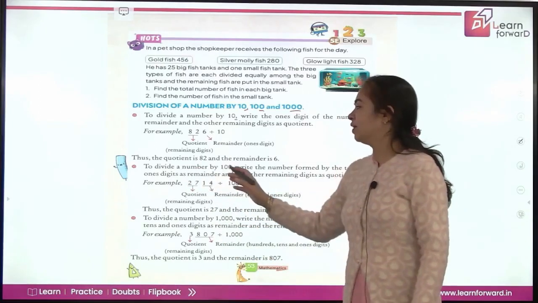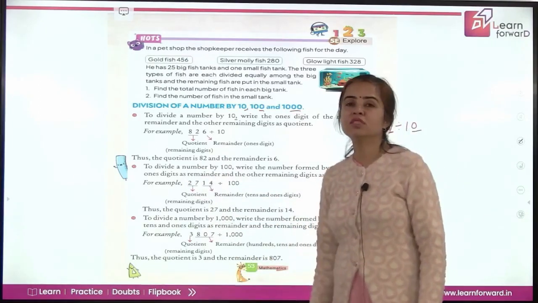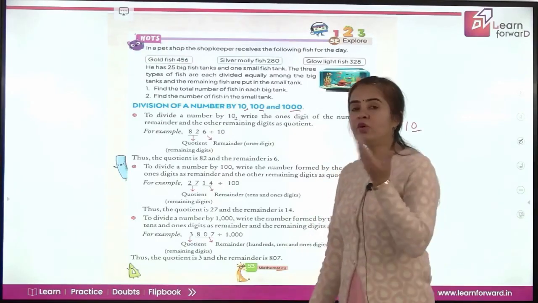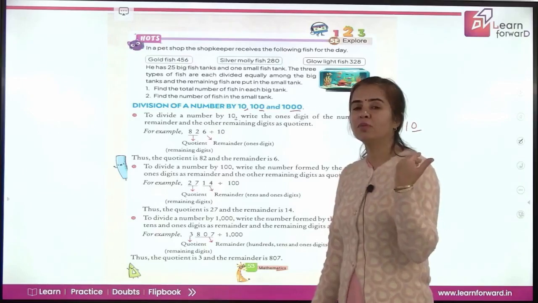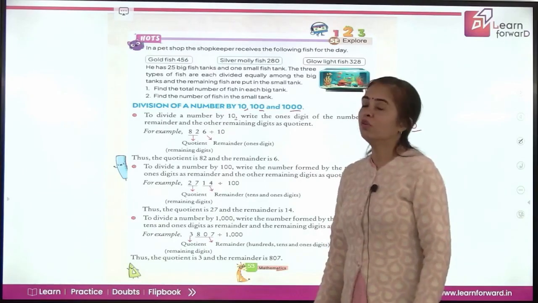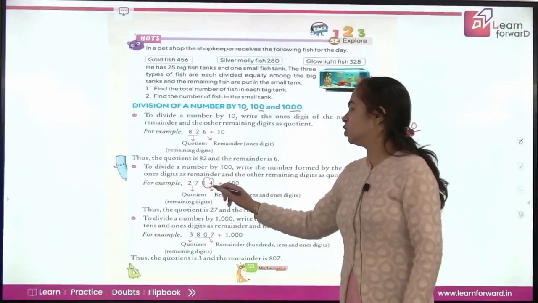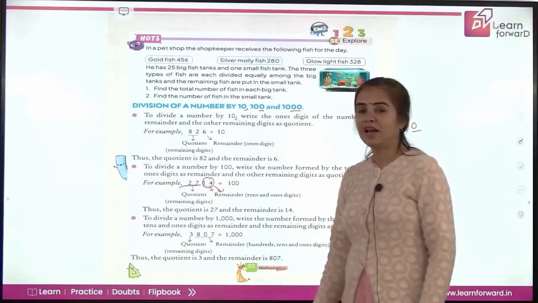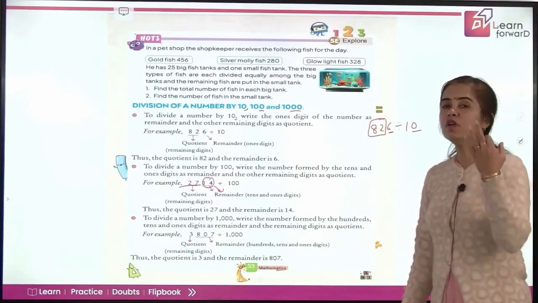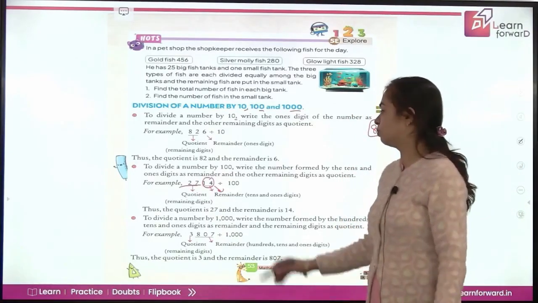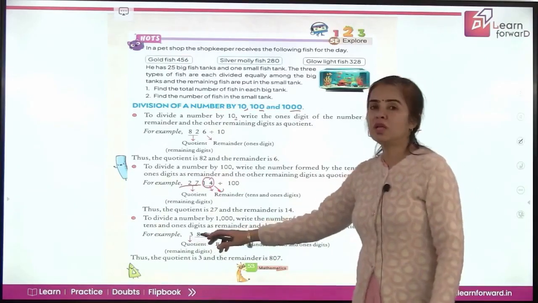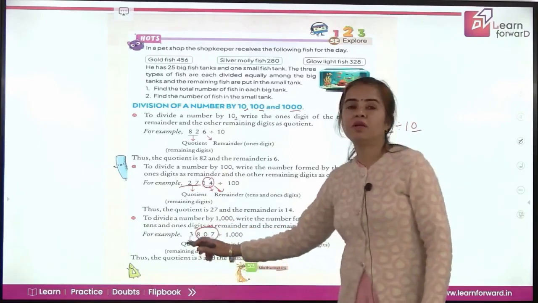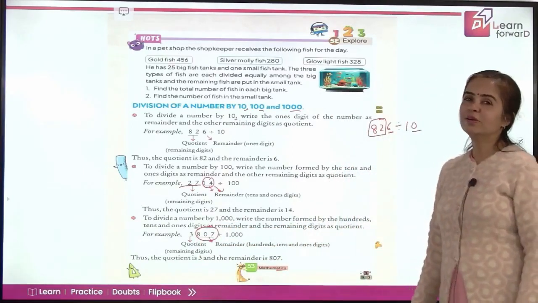Now, to divide a number by 100, if you have to divide 2714 by 100, how many zeros in 100? 2. Now, when you take 2 digits from the back, from the ones place, what is the number formed? 14. So here 14 is your remainder and this number 27 is your quotient. And if you have to divide by 1000, you will be looking at 3 places from the end. So 3807 divided by 1000: 807 will be your remainder and just 3 will be your quotient.